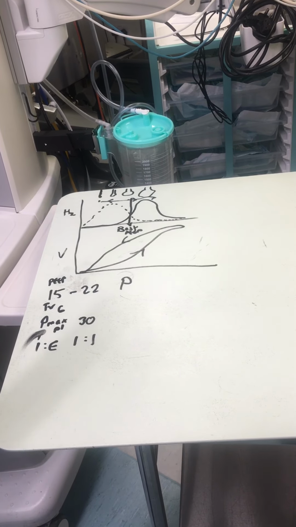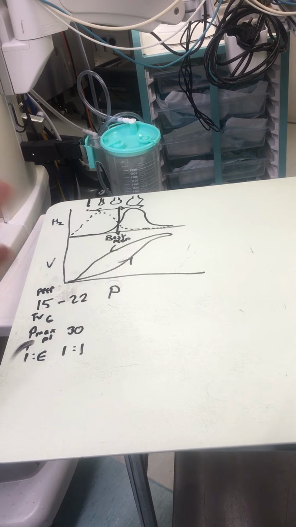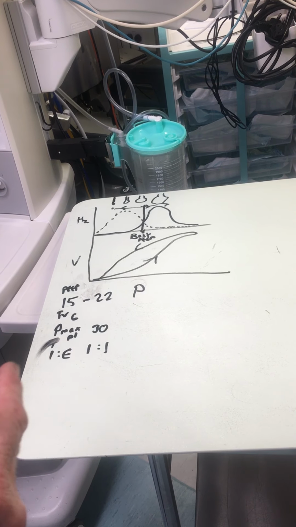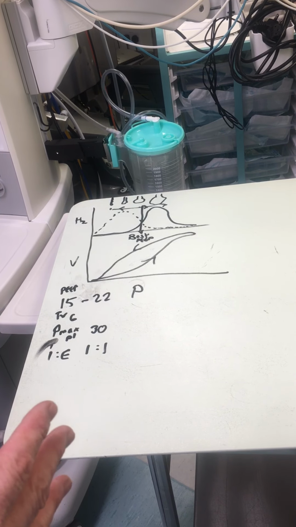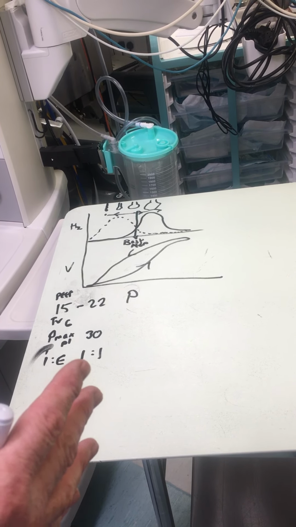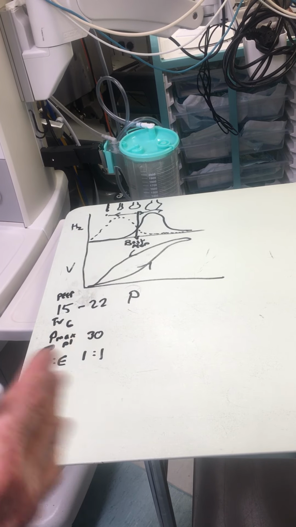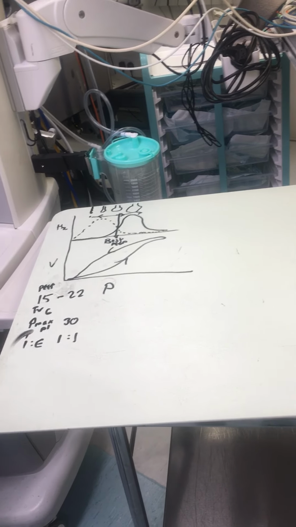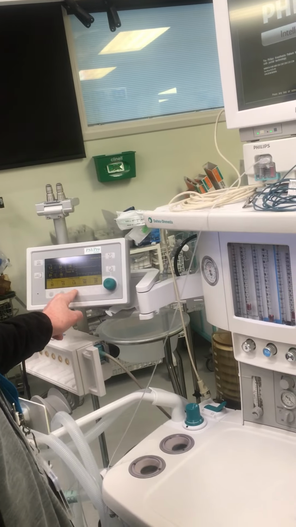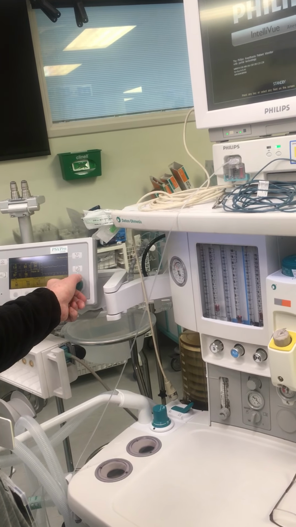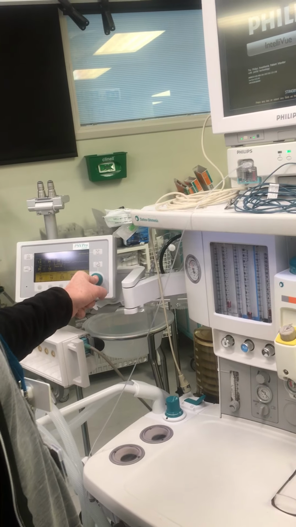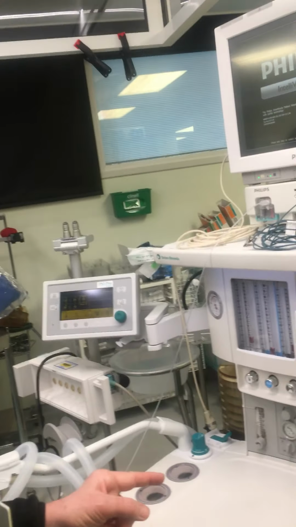If you invert the IE ratio, you're spending longer in inspiration. And the more you do that, the more you get close to APRV. The difficulty with these ventilators is that they will go 1 to 8, but the most you can invert the IE ratio is 2 to 1. You can't go beyond 2 to 1. So they aren't very good for inverse ratio ventilation.